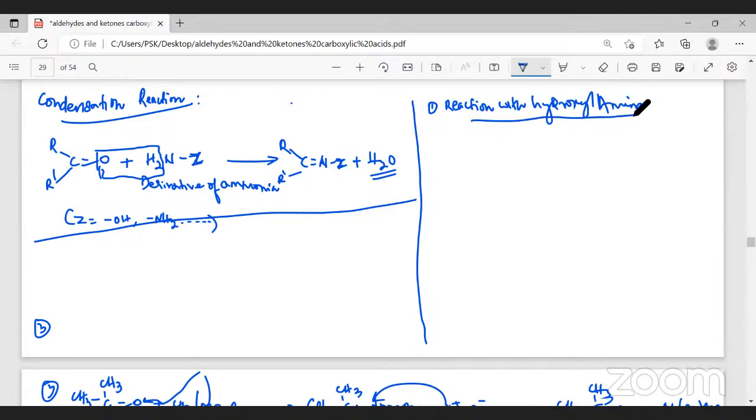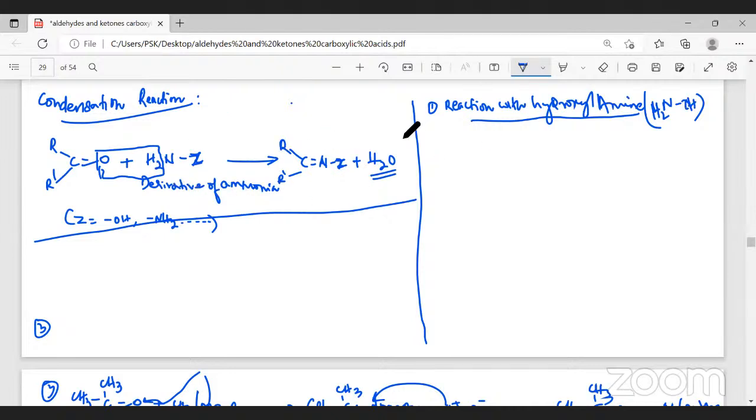Reaction with hydroxylamine. Now, what is this hydroxylamine? We know ammonia is NH3. So if one of the hydrogen atoms of ammonia is replaced by an OH group, then it is called hydroxylamine. Now, this is the general reaction which I've given.